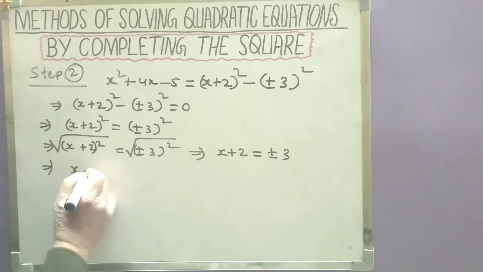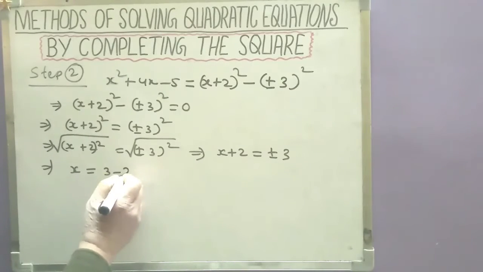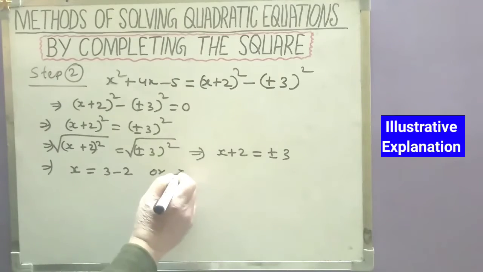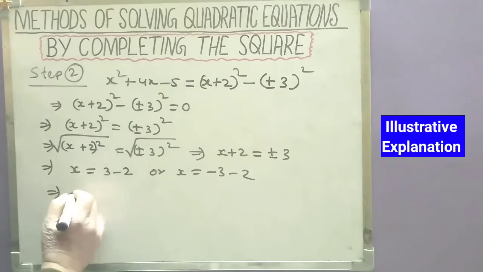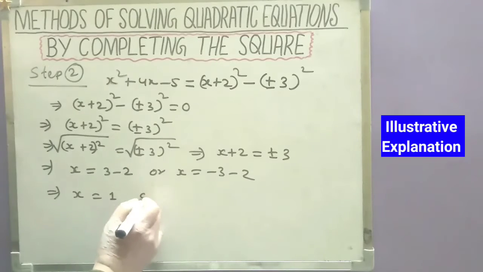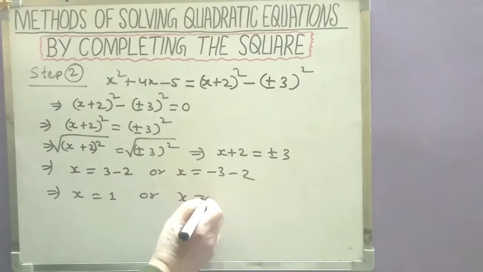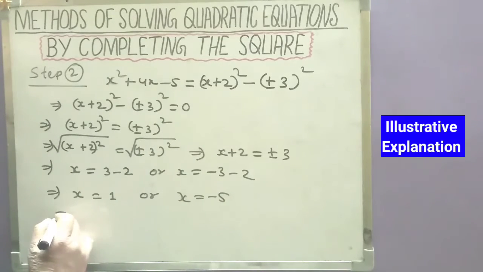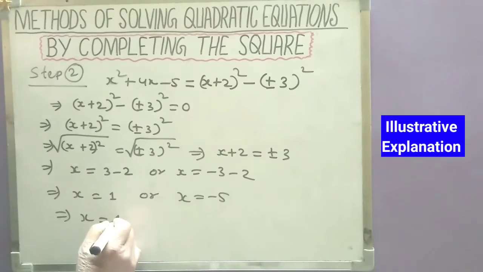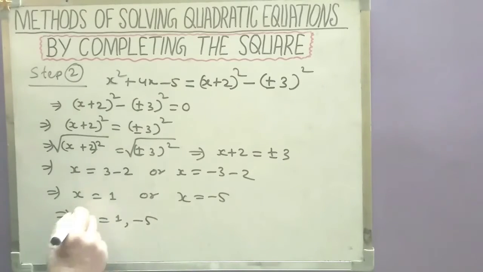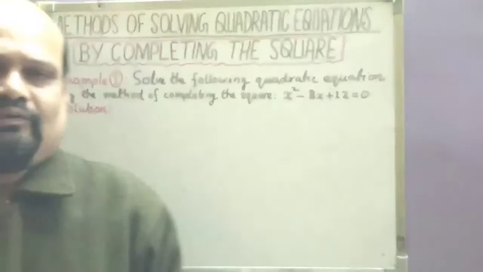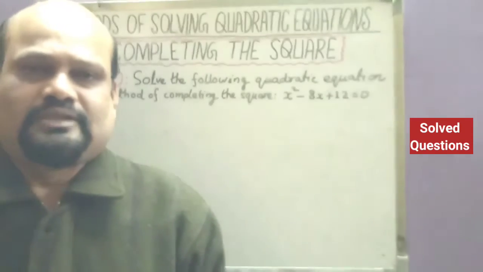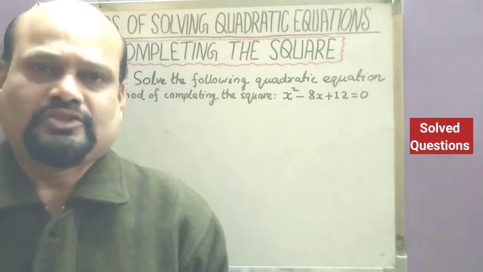That implies that x equal to 3 minus 2 or x equal to minus 3 minus 2. That implies that x equal to 1 or x equal to minus 5. These are the values of x. Now let's solve some quadratic equations by this method.